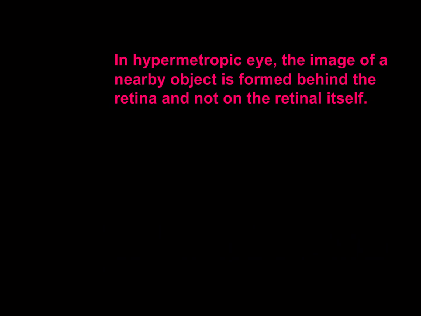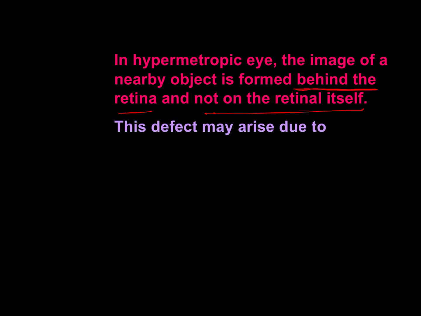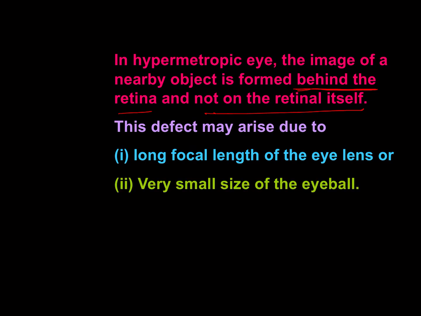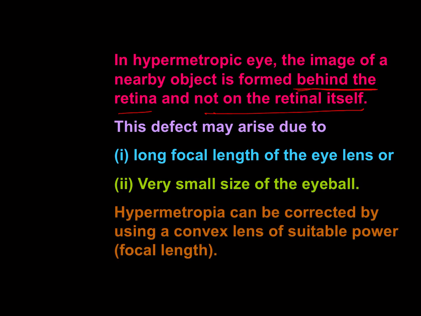In a hypermetropic eye, the image of a nearby object is formed behind the retina, not on the retina itself. Now, the reasons for this defect are long focal length of the eye lens or very small size of the eyeball. Hypermetropia can be corrected by using a convex lens of suitable power. Now we will see the working.